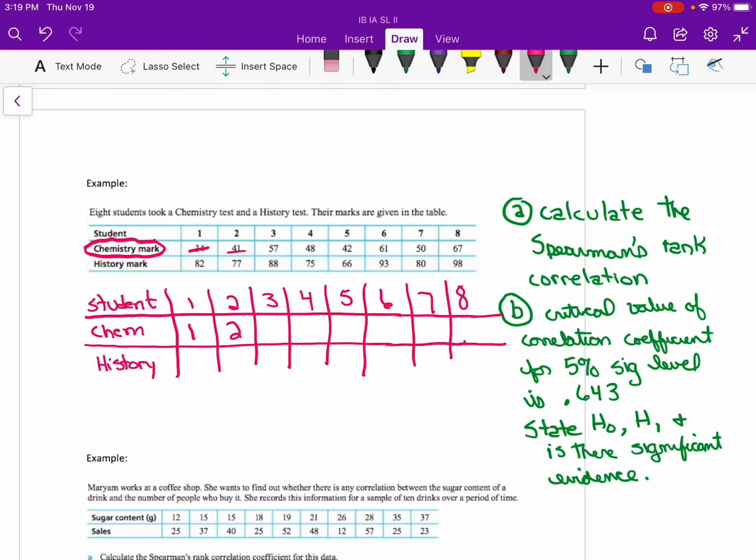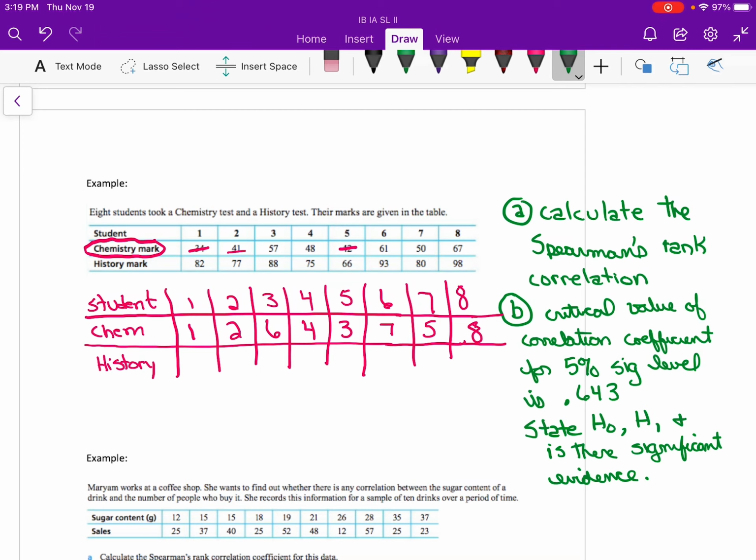The next smallest number is 42, so person 5 is ranked 3. Then we've got 48 and 50. And so this will be the 6th ranking, the 7th ranking, and the 8th ranking. All right, so you're just putting them in order from smallest to biggest.